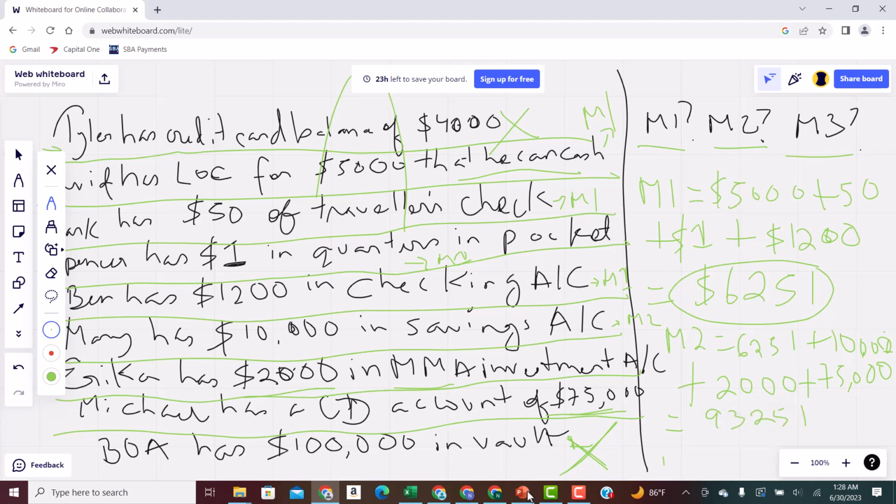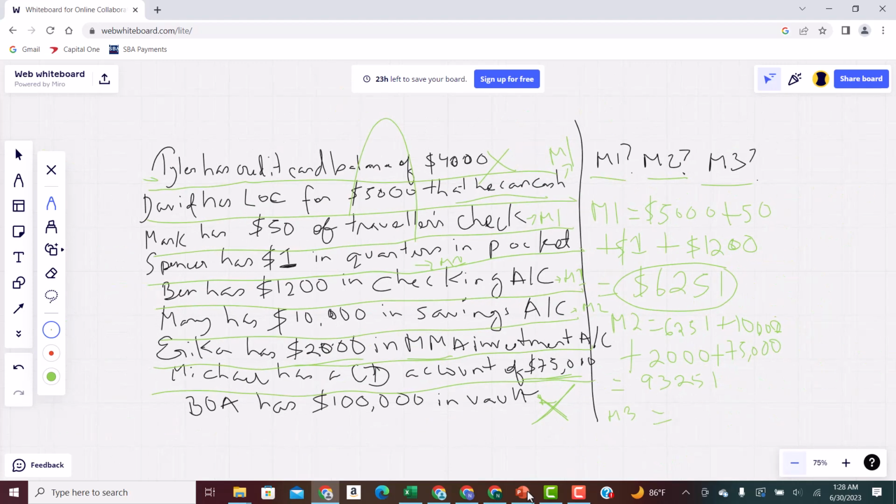Now, M3, there's no additional information given. So M3 would also be equal to 93251. But if we had a CD account of greater than 100,000, that would have been added to M3. But in this example, M3 is equal to M2 because there's no more additional information given, and these are the information we're given to calculate the different forms of money supply. So that's how you will calculate M1, M2, and M3.